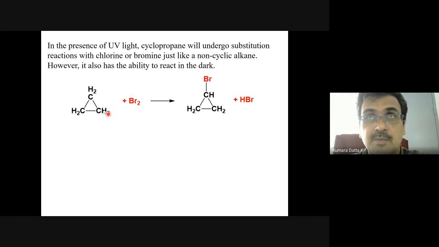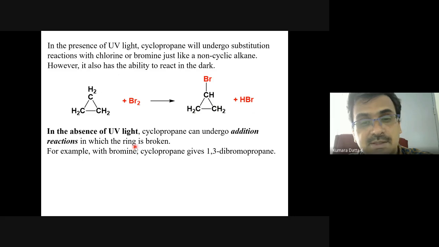Again, recap till now. You might ask me, you were talking about ring opening, but now there is no ring opening. Why? Because in the presence of UV light, this cyclopropane will undergo substitution reactions. Substitution means substituting hydrogen with one more, that's all you are getting. But it can react only in the dark. In dark conditions, if you take this reaction, we get bromocyclopropane. One hydrogen is replaced with bromine and then HBr.